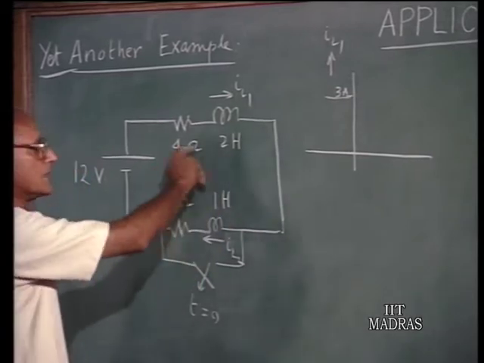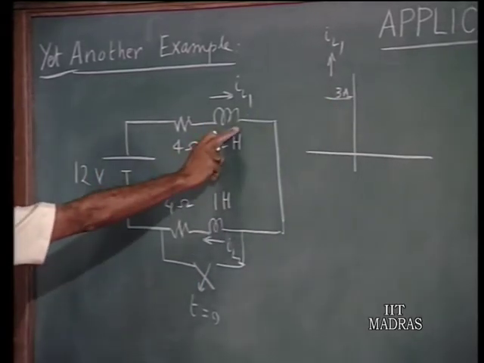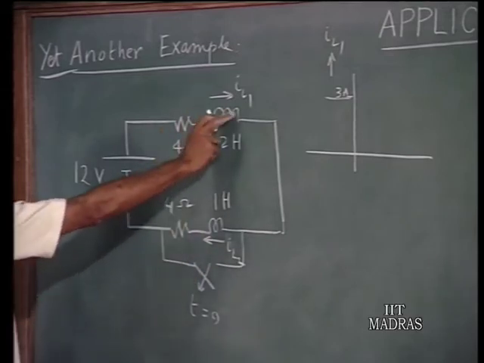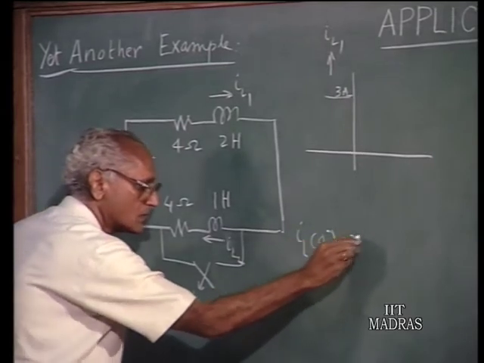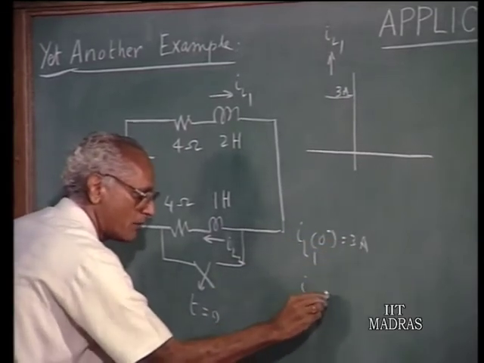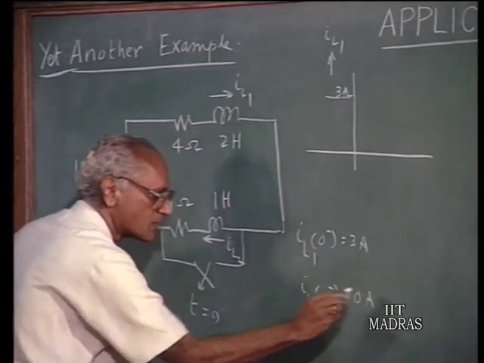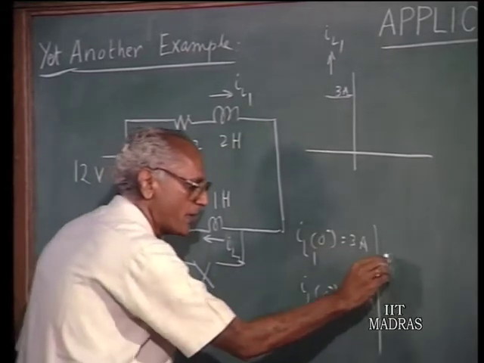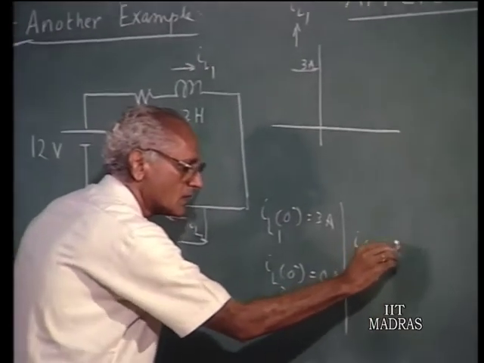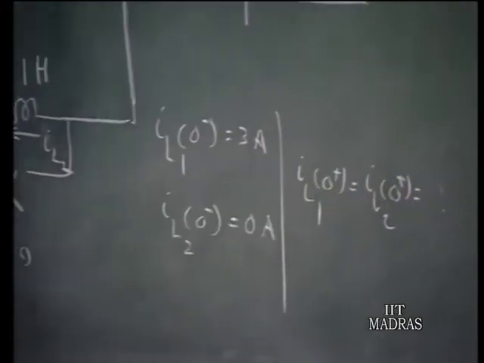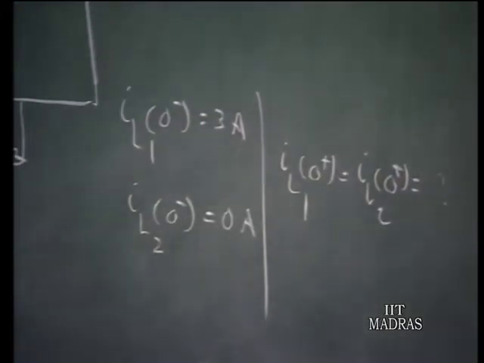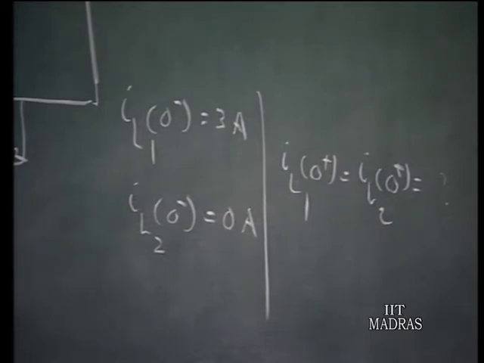You recall that the current was originally 3 amperes when the switch was closed. IL1 0 minus is 3 amperes and IL2 0 minus was 0 amperes. But once the switch is opened, IL1 0 plus and IL2 0 plus are going to be the same, and we would like to know what this value is. And we use the constant flux linkage theorem or some similar effect to find out the new current in the inductors. Let us use Laplace transform techniques here.